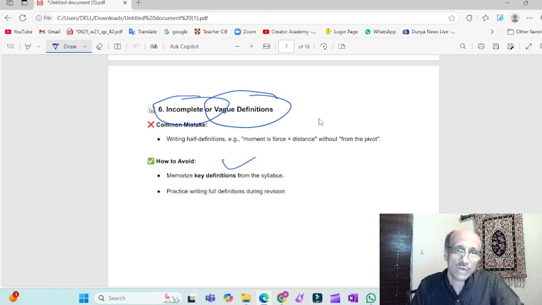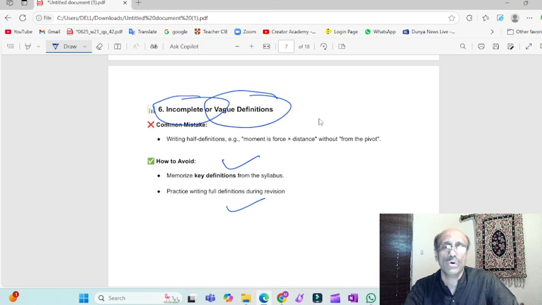So you have to memorize the key definitions from the syllabus and practice with the full definitions by writing them again and again. So do write the definition. If you have any problem with a definition, do write it, for example, 10 times. Then you will memorize all the key definitions.